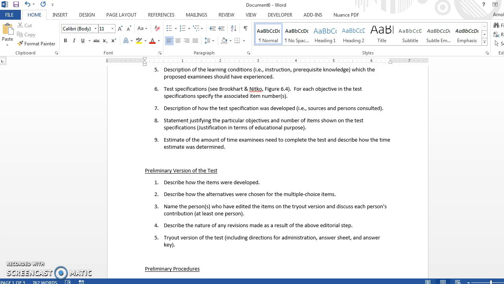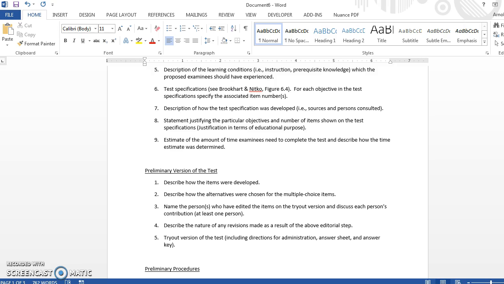Okay, number 9, estimate the amount of time examinees need to complete the test. Remember, if you are in school district A and school district B is going to give your test, they need to know how long to give it for. Is it over 1 class session? Is it a 30-minute class session? Is it a 2-hour class session? It needs to be listed, because that is part of the validity and the reliability of your test, is how long the students have to take it.